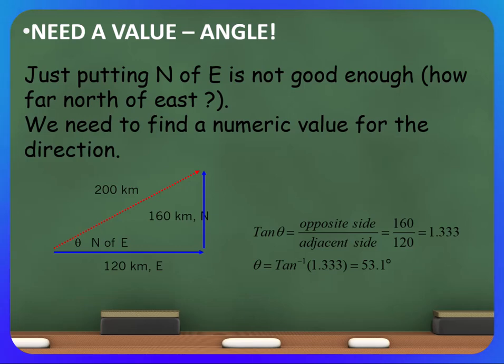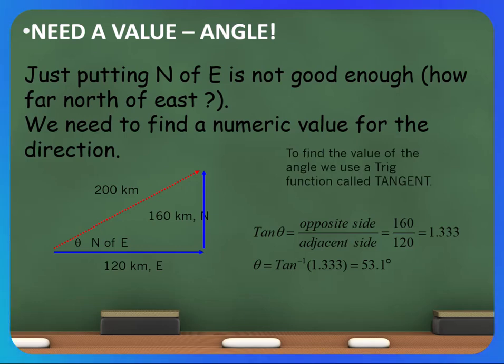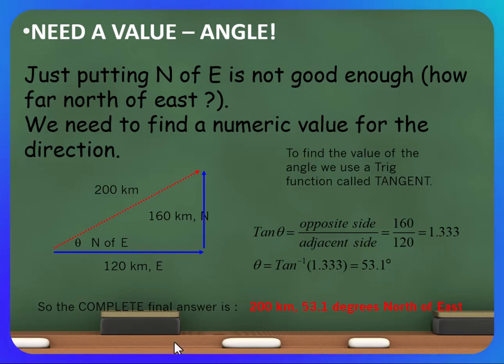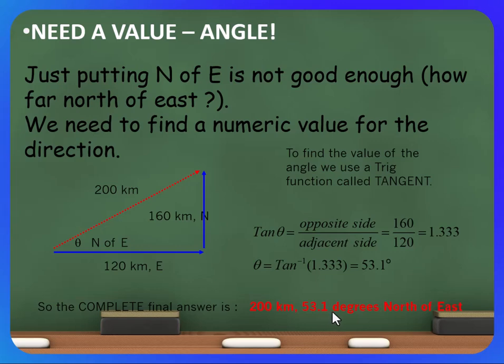And you can also use, because you have all three sides in one angle, you can use different trig functions. So to find the value of the angle, we use a trig function called the tangent in this example. So your complete final answer is, remember, we need to have direction and we need to have magnitude. So we have the 200 kilometers as our magnitude, and the direction is 53.1 degrees north of east.